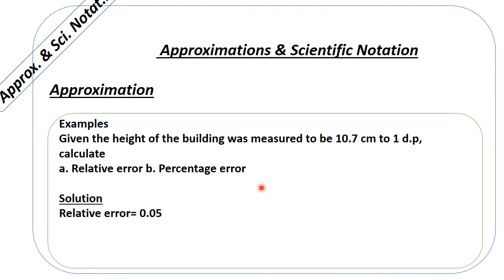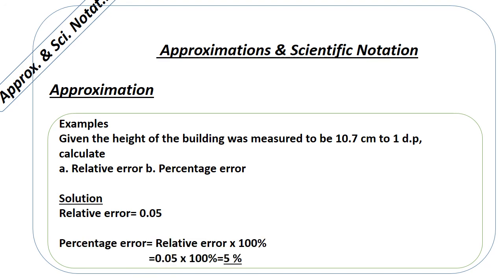You might ask, why is it that we don't write 00.05? Because 00.05 is the same as 0.05. Writing 2 zeros in front of a point is not the standard way of writing numbers. 2 zeros mean nothing. It's better to write 1 zero. Then the percentage error, of course, is just multiplying the relative error by 100%. So this will be 5%.